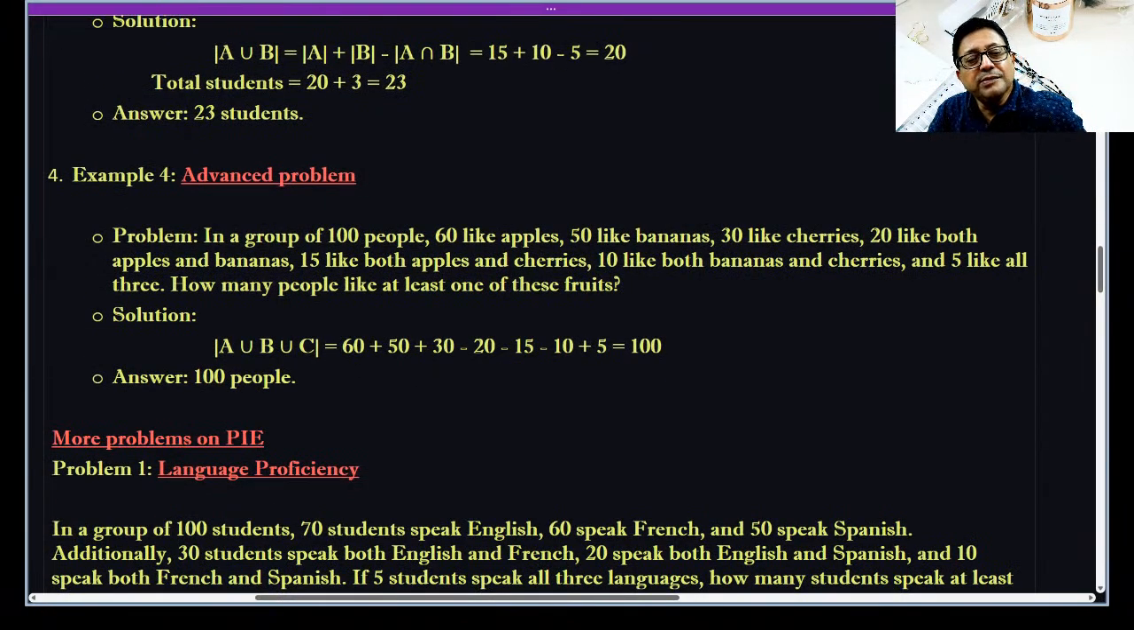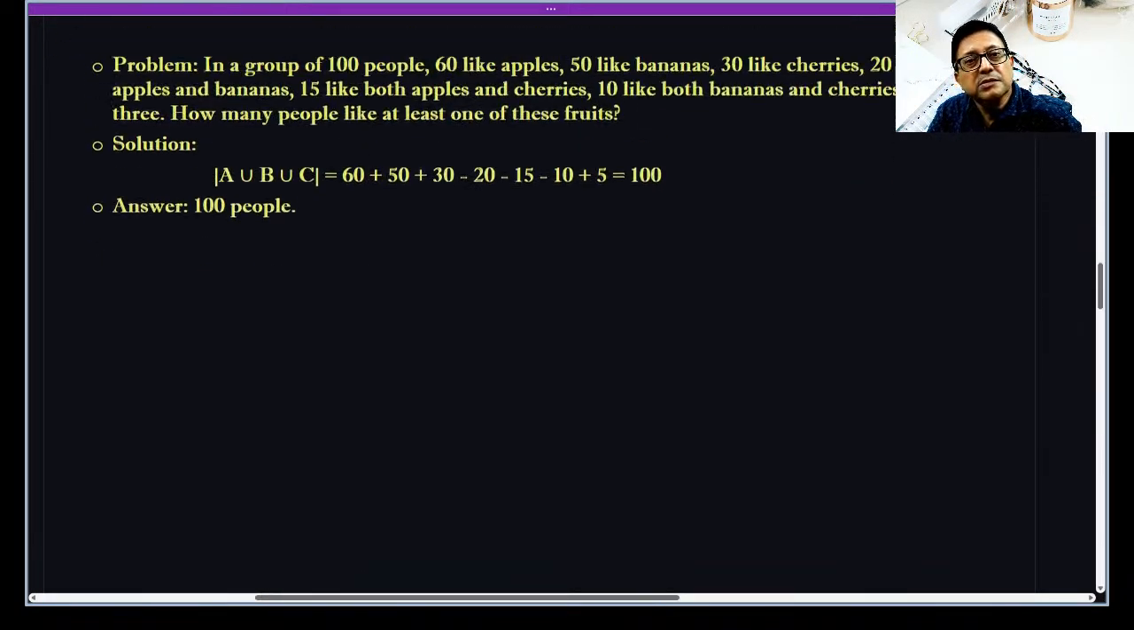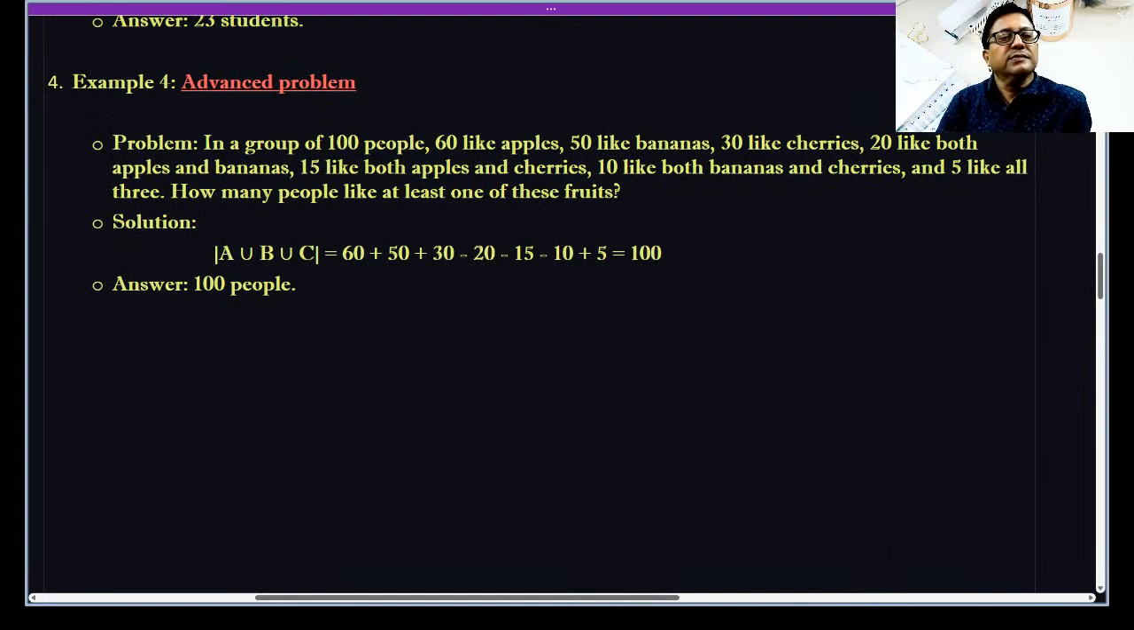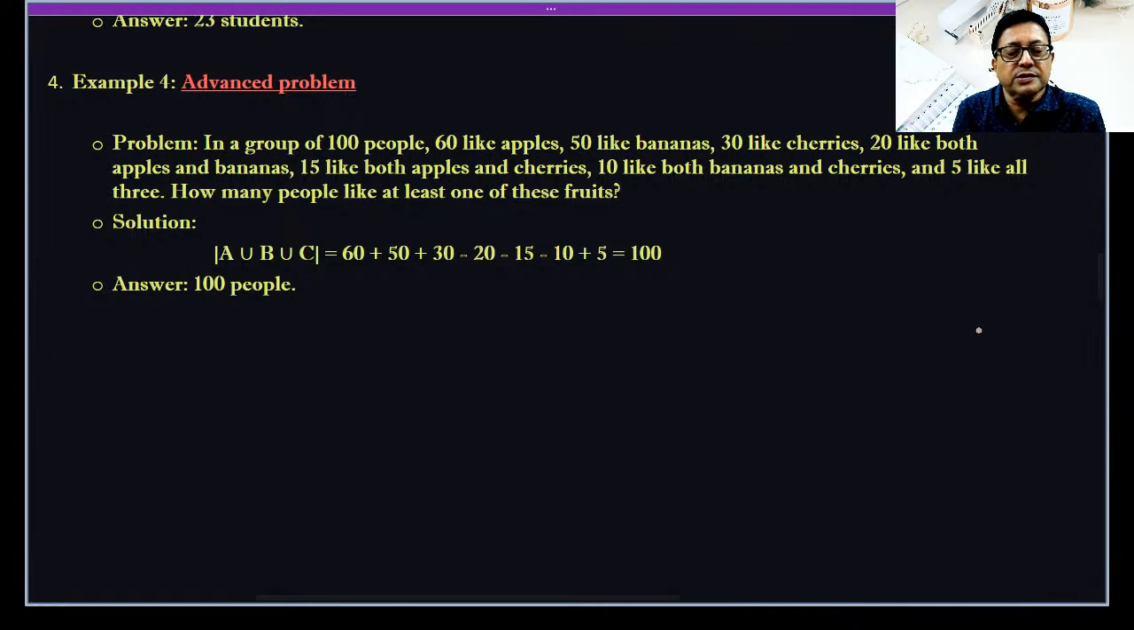Let us see a problem which is based on 3 sets. In a group of 100 people, 60 like apple, 50 bananas, 30 cherries, 20 like both apple and bananas, 15 like both apple and cherry, 10 like both banana and cherry, 5 like all 3. How many people like at least one of the fruits?